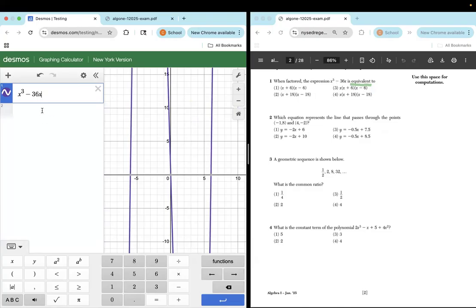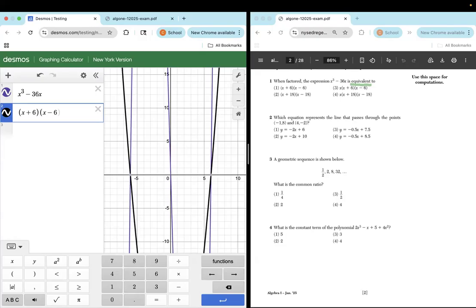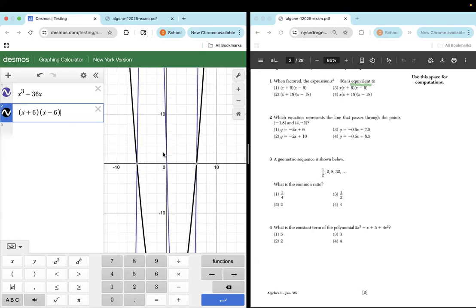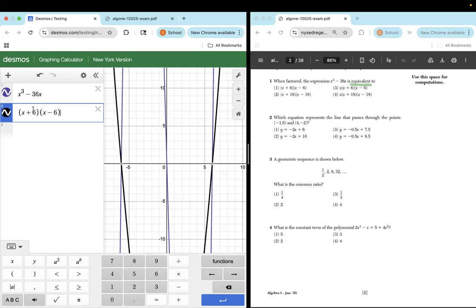Equivalent pretty much means the same, so the graph should be exactly the same, overlapping. So here is the expression from the question. Now I'm going to test out choice one. Make sure when you type it in, type it exactly as you see with parentheses and all. We can see the graph for choice one is not the same, so it's not choice one. Well, let's test out choice two.